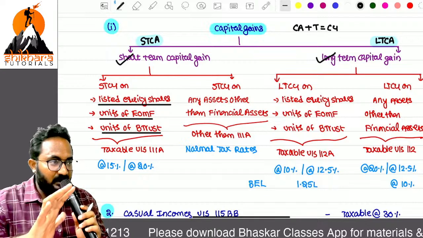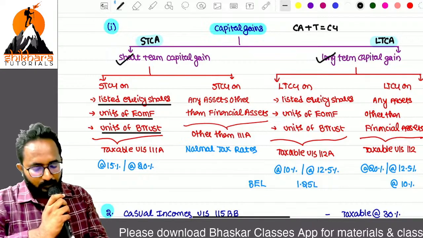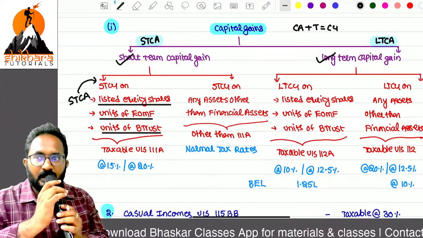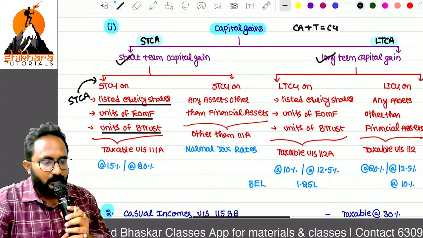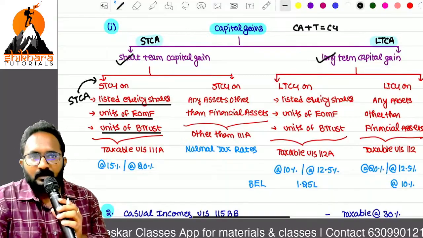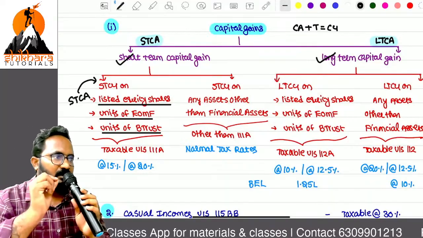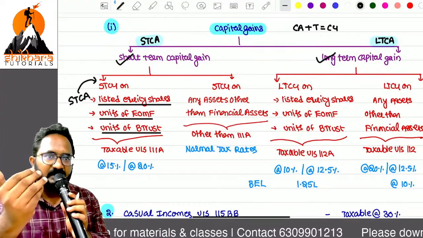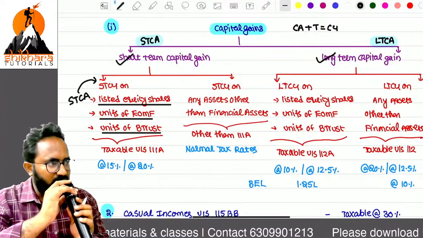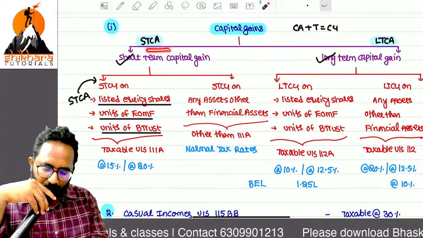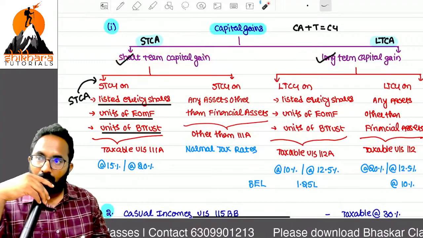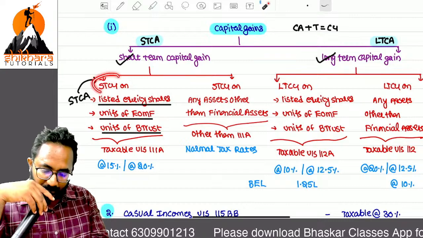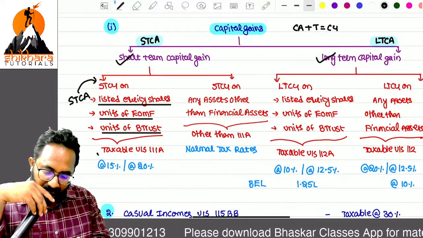If these 3 capital assets are short-term capital assets in your hands, you will get short-term capital gain. Example, I purchased listed equity shares from one company. Next day I transferred those listed equity shares. Now I will get short-term capital gain. Now these 3 assets related short-term capital gain is taxable under which section, ma?